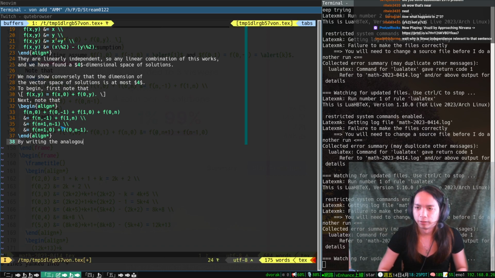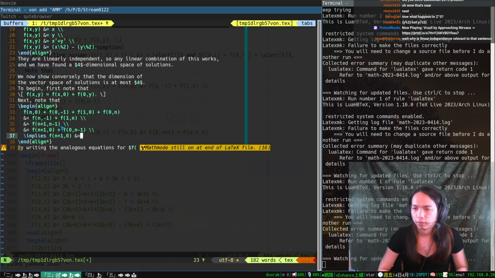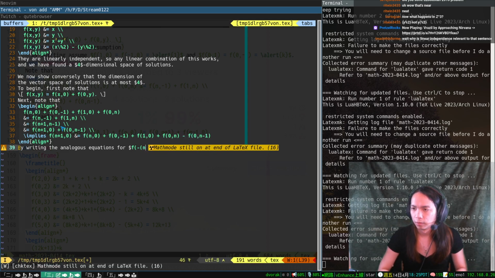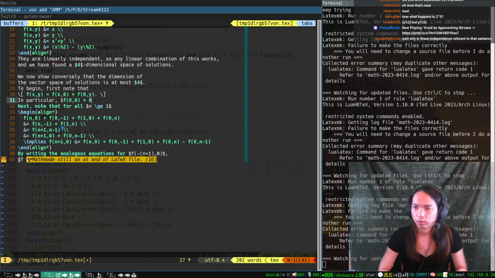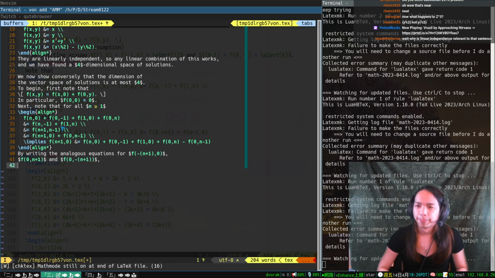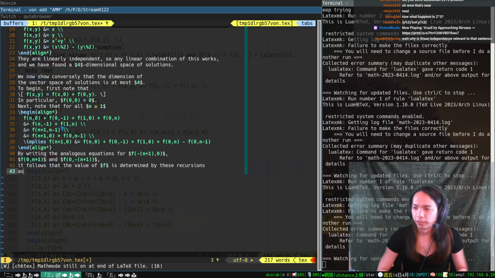By writing the analogous equations for negative numbers as well, it follows that the value of f is determined by these recursions as soon as the values of f(0,1), f(1,0), f(-1,0) are known.